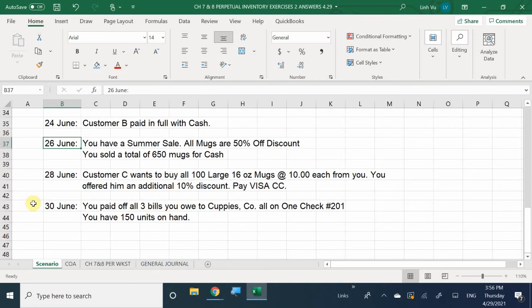So customer C wants to buy all 100 large 16-ounce mugs at $10 each from you. And you decide that you're going to offer him an additional 10% discount, and he paid with the Visa credit card. So he comes into our store and says, "Do you guys have bigger sizes?" And we say, "Yes, we do. We have 100 of them." He says, "I'm going to take all 100, and I'm going to pay you with a Visa credit card." We sold it to him because he's getting this inventory off of our hands and buying in bulk. I decided to offer him an additional 10% discount.